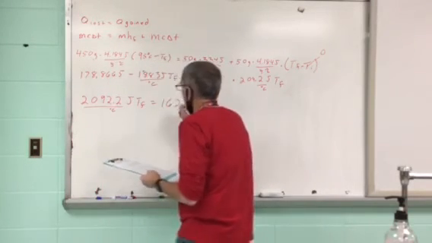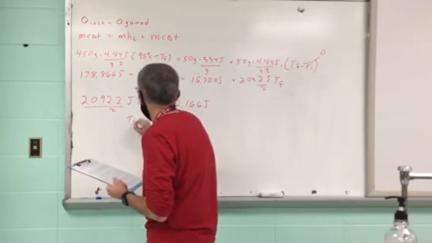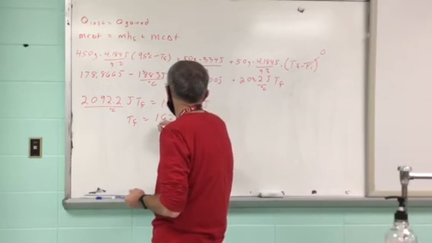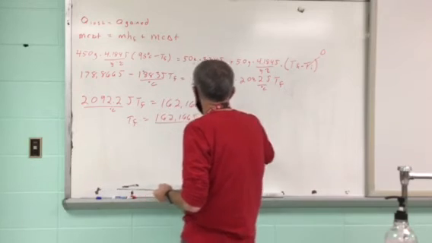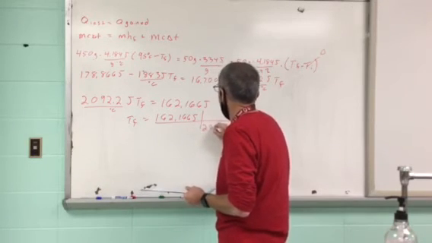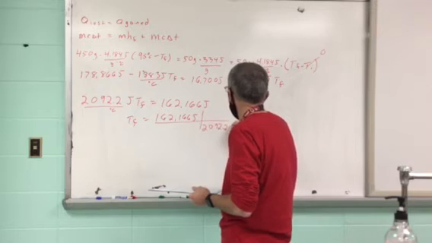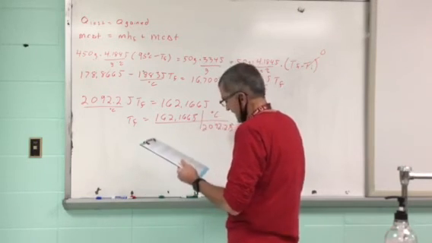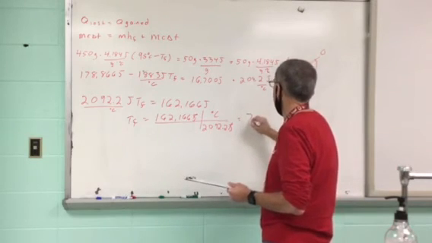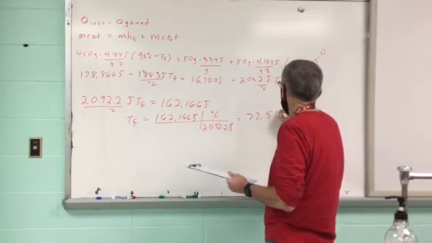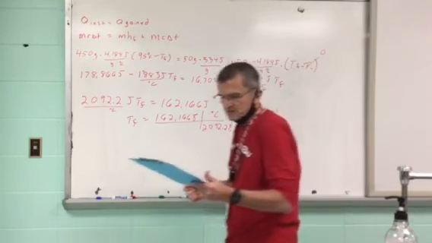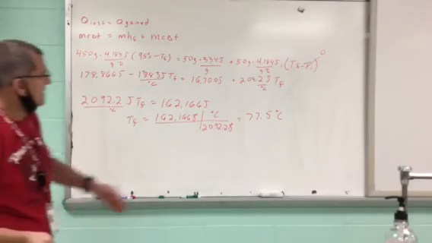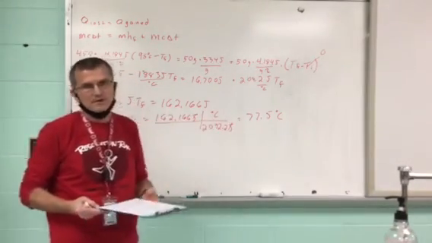Okay, so I solved this, so I can say TF equals 162,166 joules divided by 2,092.2 joules per degree Celsius, so joules cancel, and our final answer ends up being 77.5 degrees Celsius. So if we place 50 grams of ice and 450 grams of hot chocolate at 95 degrees, the final temperature is 77.5 degrees.